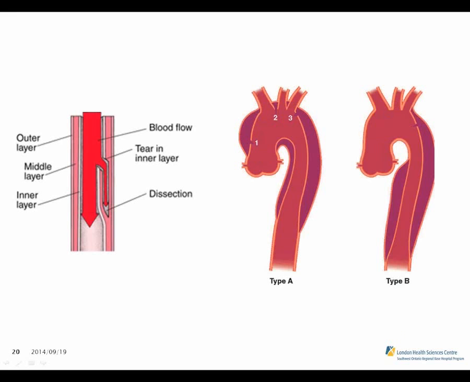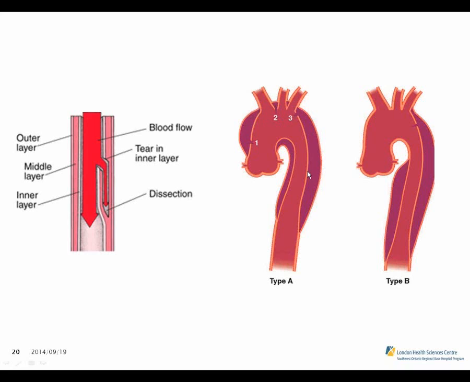So this is just a schematic diagram showing how a dissection works. On the left is another cross-section of the aorta, and you can see up here there's a tear in the inner layer, and this allows blood to dissect down between the layers of the aorta. And surgically, these can be divided into two types. Type A involves the ascending aorta and the aortic arch, and type B just involves the descending aorta. And you can see that blood can actually accumulate around the branches to these various arteries, which can present a problem that I'll talk about very shortly.